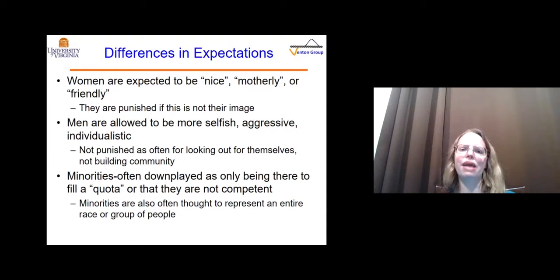Whereas if we look at a man, especially in science, and they don't care about anybody else except their own research, we're really understanding of that. Well, they have to look out for themselves, right? They've got to go after their own grants. They don't have time to do any service, right? We'll push that all off on the women because they should be building community.